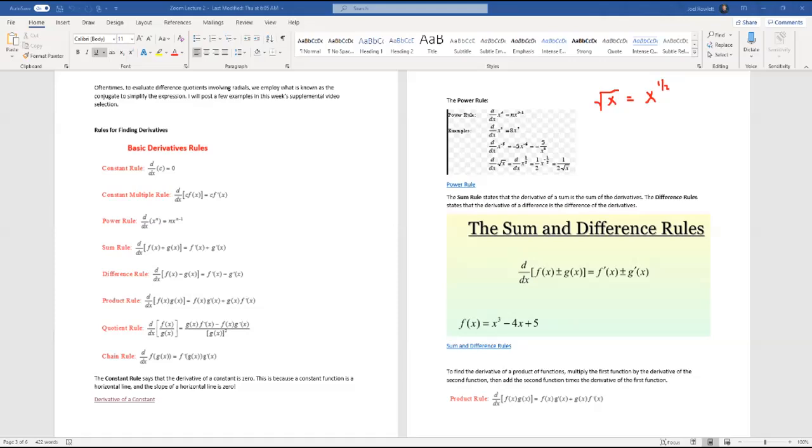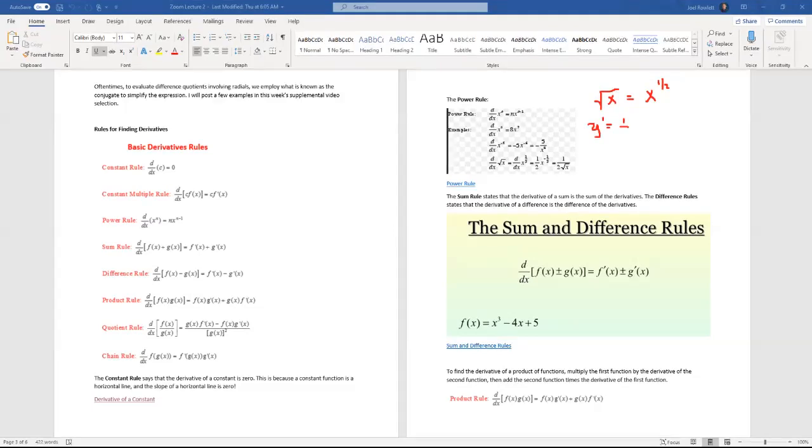And since we have a power, x raised to a power, in order to find the derivative, we can just use the power rule, which is what they did. To use the power rule, I'm going to bring the exponent down, multiply that by x to the power of 1/2 minus 1. Have to subtract 1 from the exponent. 1/2 minus 1 is negative 1/2.